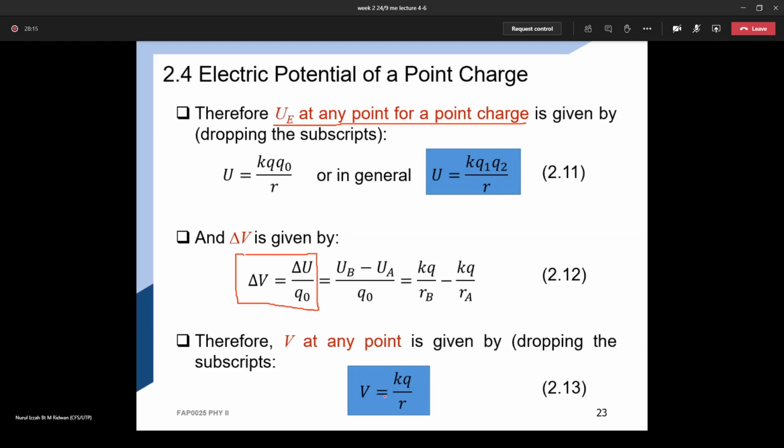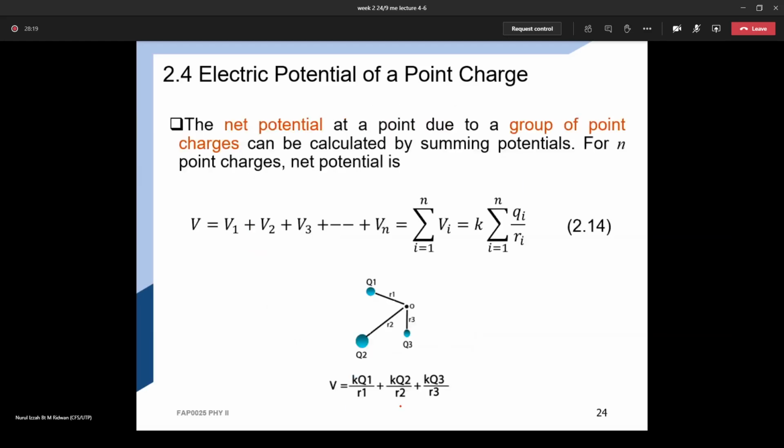And then for V, it comes with kQ over r. So that means for every charge, you will have its own potential. Why do you have potential for each charge? Because again, every charge has an electric field. So when they have an electric field, that becomes the source of energy. If you put any charge in the surrounding, it will make the charge accelerate to some other point.